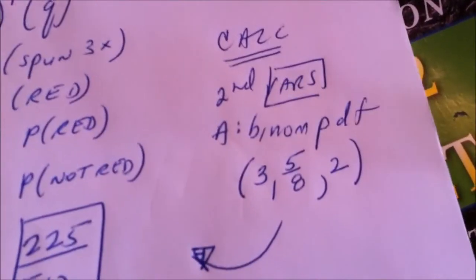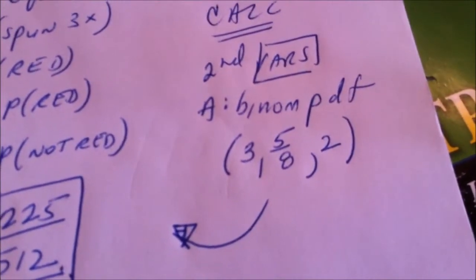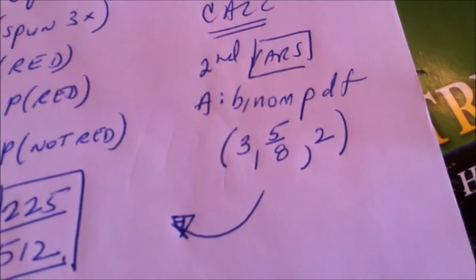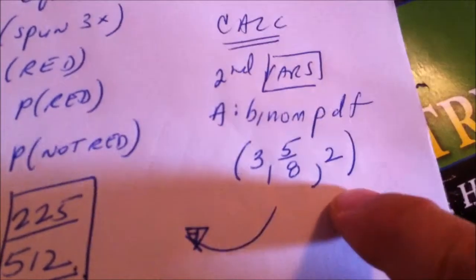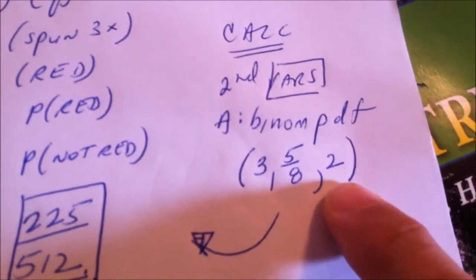If you did want to check this with the calculator key, you go into second vars, option A, which is binomial PDF, P for perfect, exact, perfect, and it's n, p, r: number of trials, probability of a success, number of successes.